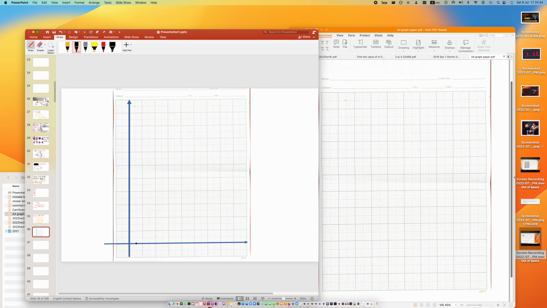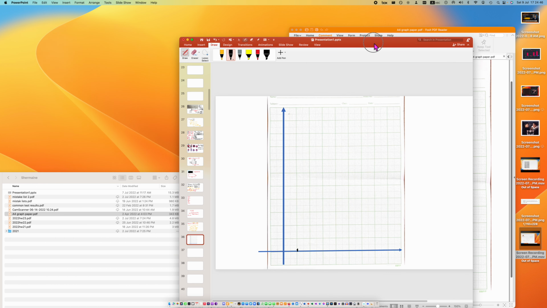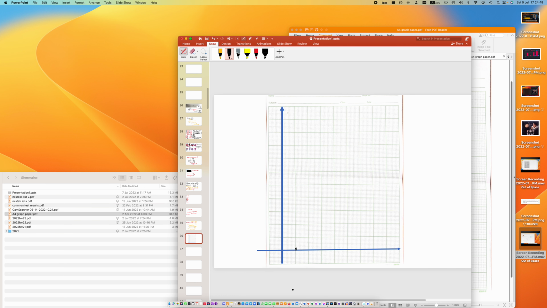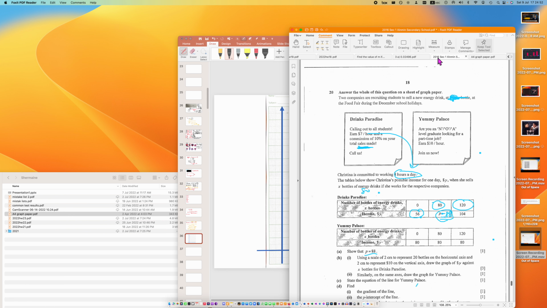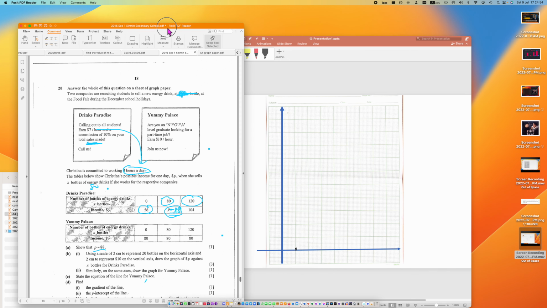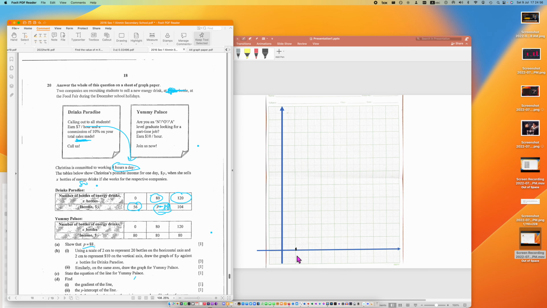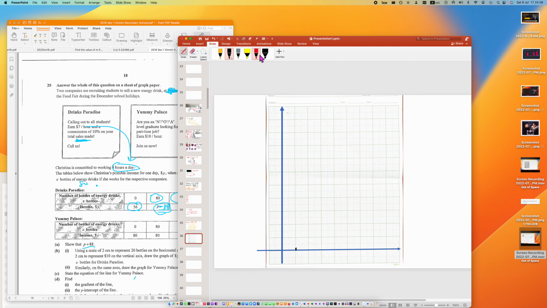So 1 cm I think is here, so 2 cm is here. No, that's too wide. Hold on, I measured it before. I guess this is 1 cm. So 2 grid is 2 cm. They say 2 cm to represent 20 bottles, so that means 20 bottles here.